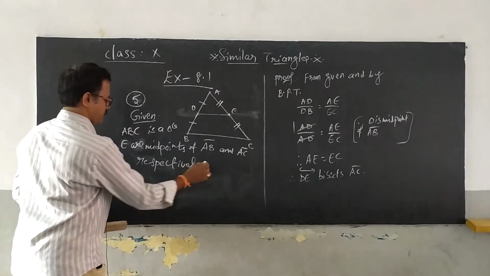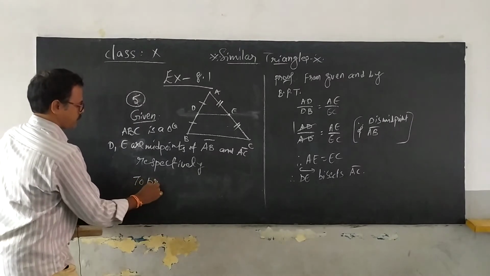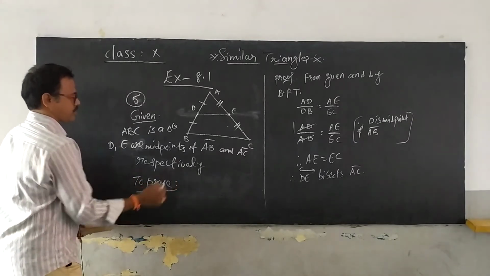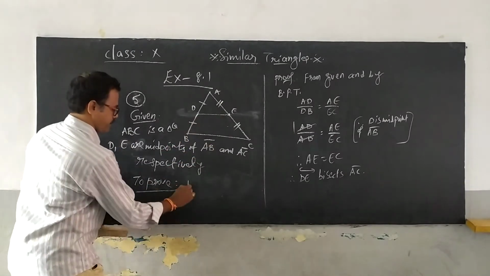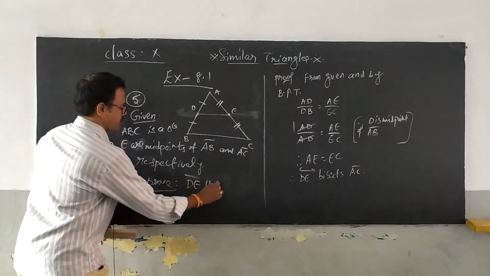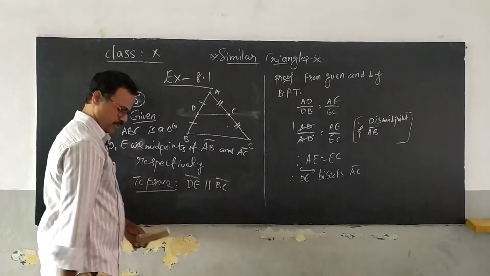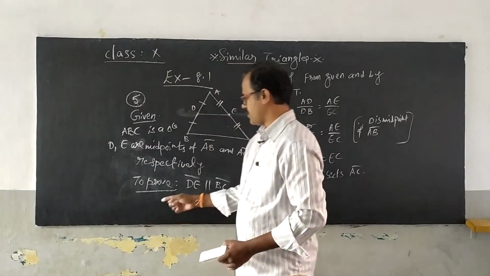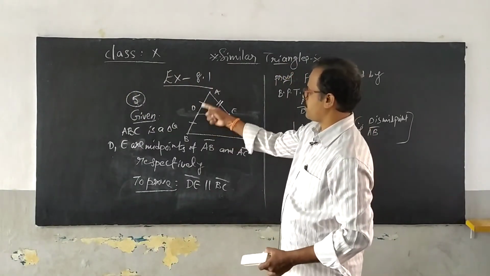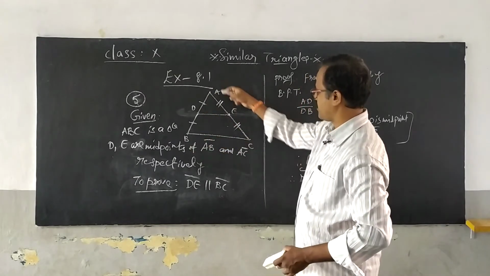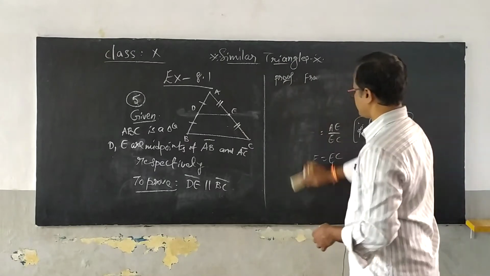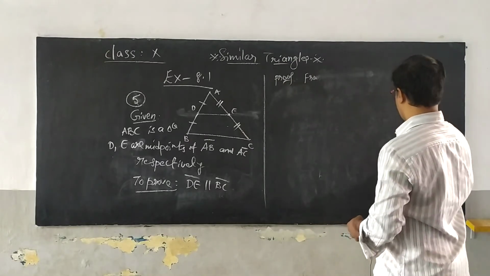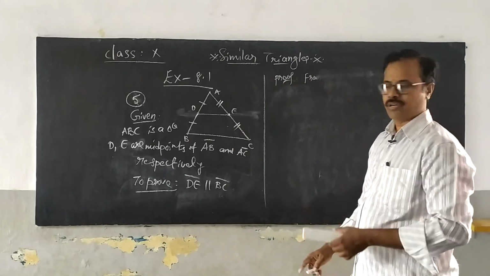Very nice. What is to prove now? Very good, your estimation is right. We need to prove that DE line segment is parallel to BC line segment. As it is given that D is the midpoint of AB and E is the midpoint of AC, in the proof we can say that AD is equal to DB and AE is equal to EC.